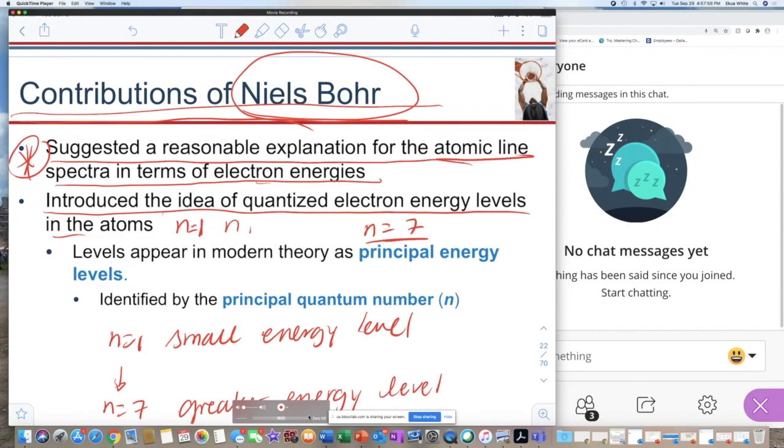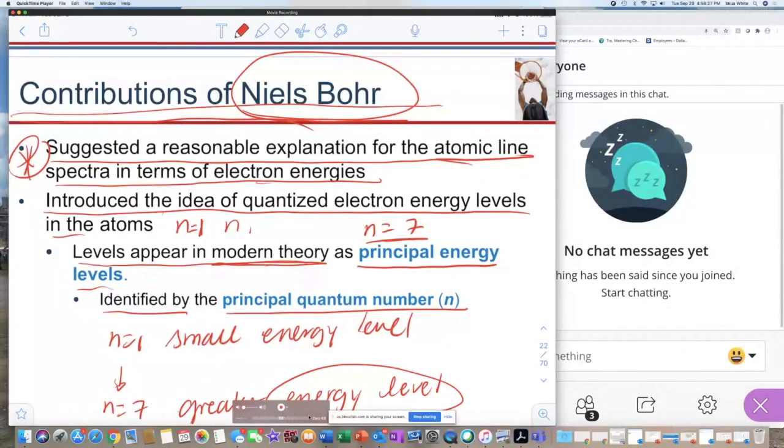And because of what he came up with, he inspired the work of other scientists. In the quantum mechanical model, they took his idea of energy level and graduated it into principal energy level, not just energy level. Now it's called principal energy level, and it's identified by principal quantum numbers. When we meet next, we'll talk about the newest atomic model, called the quantum mechanical model, and then maybe you will see why it's not so popular.